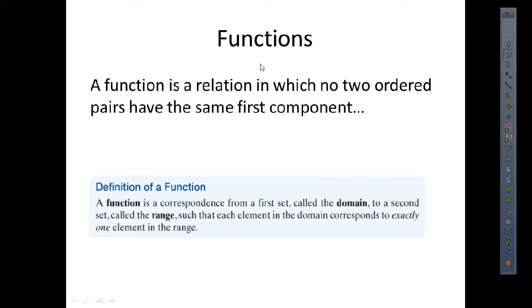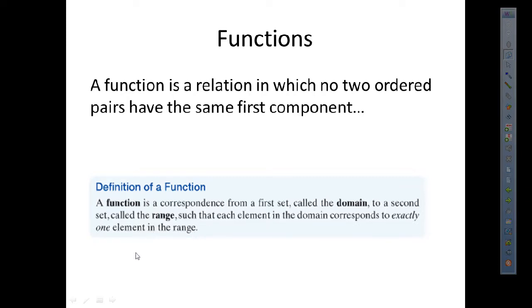All right, now, a relation is one thing. It's a set of ordered pairs. A function is a special relation. A function is a relation in which no two ordered pairs have the same first component. That's one way of thinking about it. If you look through a list and you don't see any that have the same first component, then you're good as far as it being a function. Now, the more mathematical definition: a function is a correspondence from a first set, the domain, to a second set called the range, we've already talked about those, such that each element in the domain corresponds to exactly one element in the range.